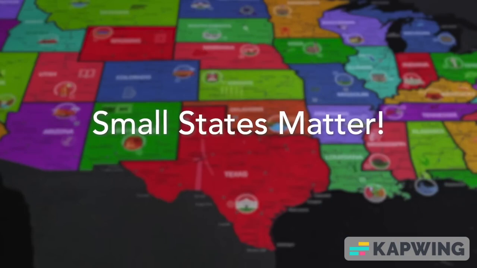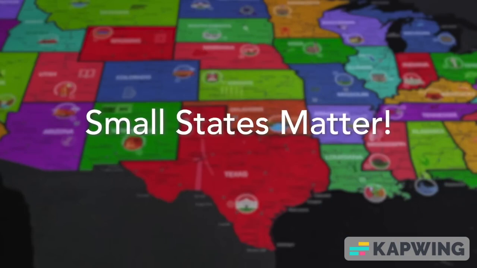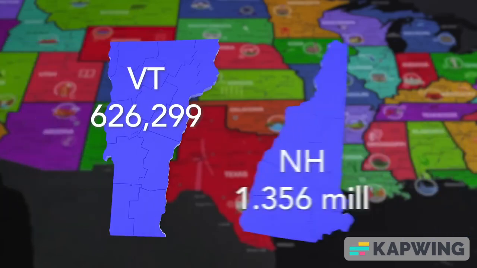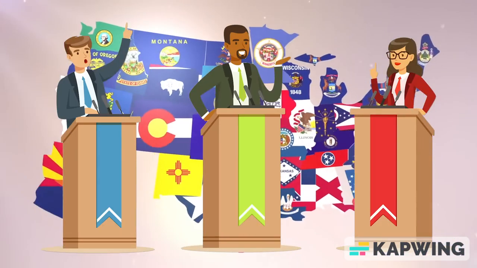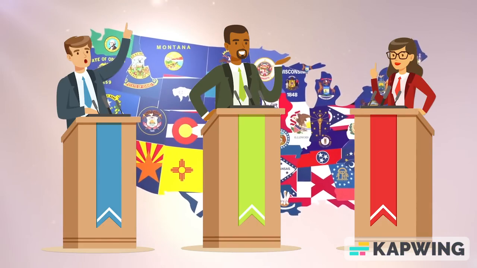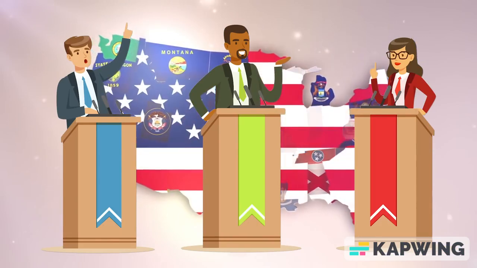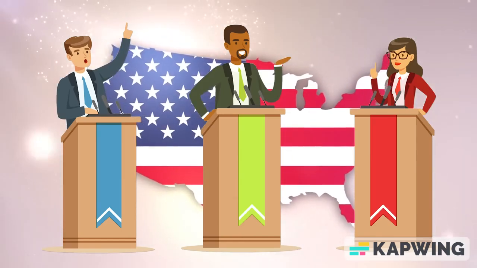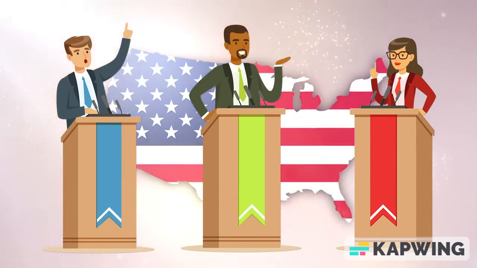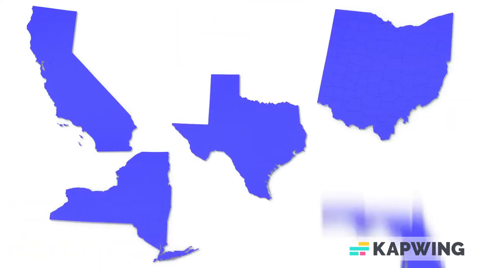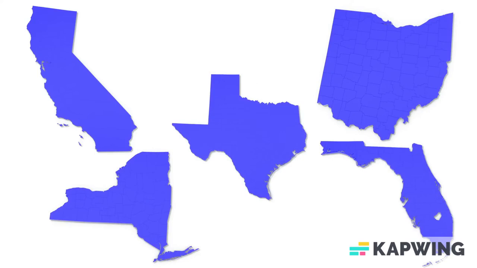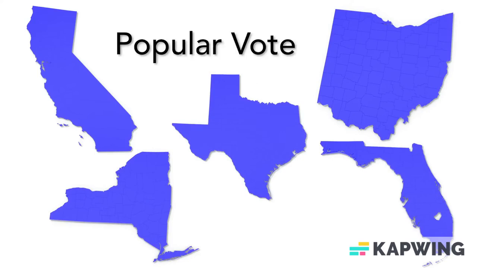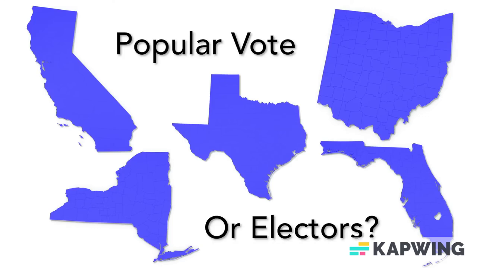The Electoral College gives the voters in small population states, like Vermont or New Hampshire, a say in the election. It means candidates have to campaign in every state to win enough Electoral College votes to be president. If the election were just based on population, candidates would only campaign in larger populous states, like California, Ohio, Texas, New York, and Florida. What do you think about that? Would you rather have the popular vote decide who wins, or electors from each state?